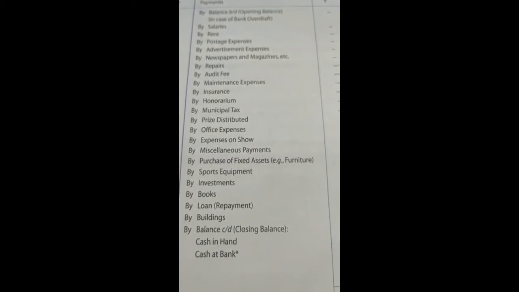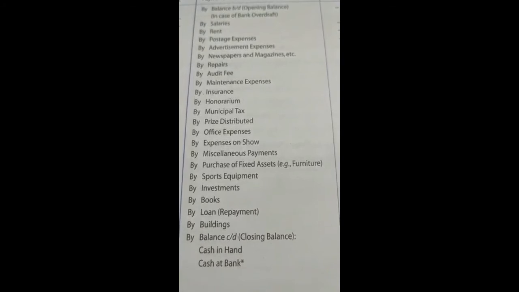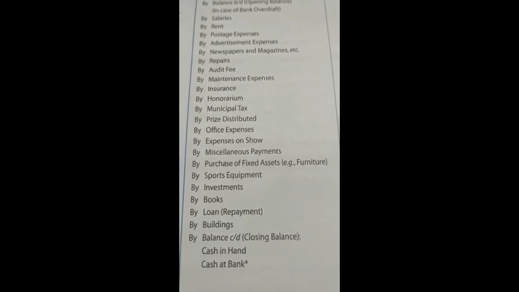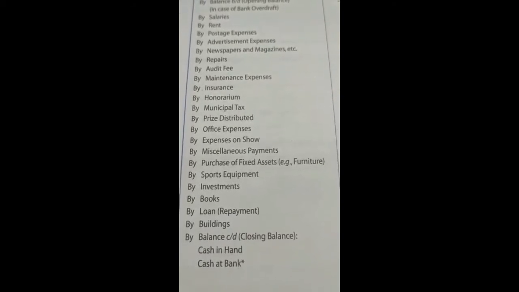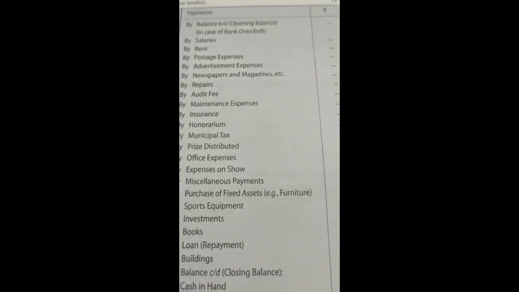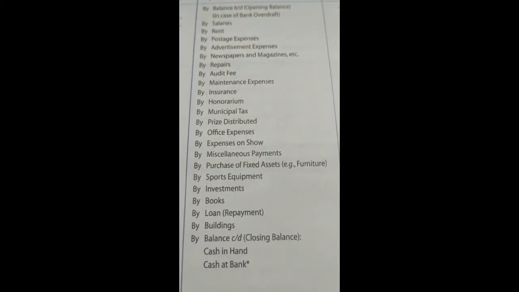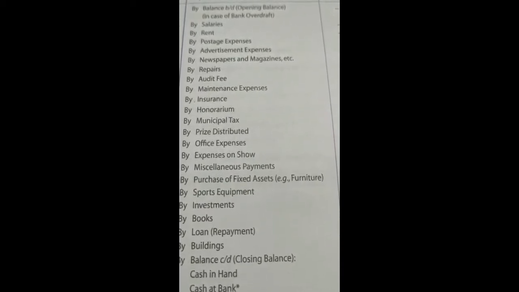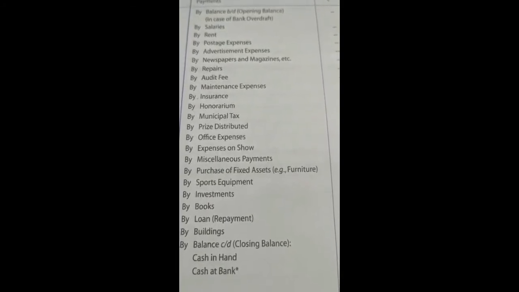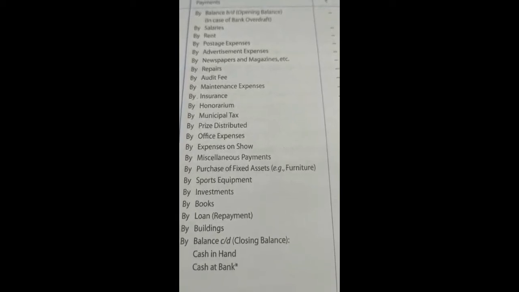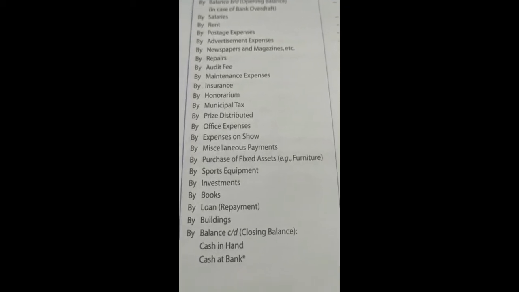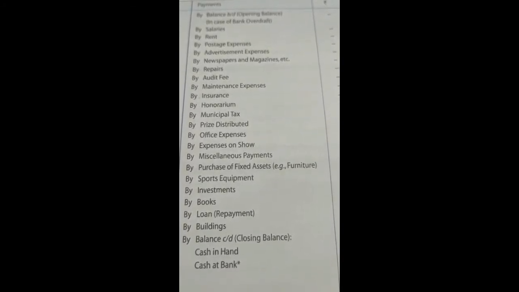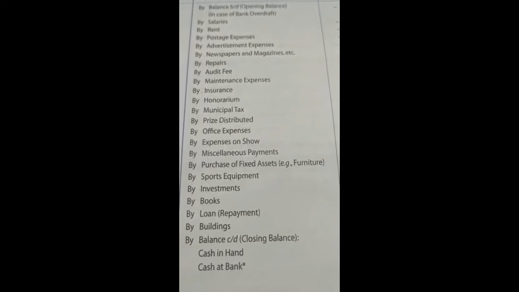So what will be the journal entry? Sports equipment account debit to cash and bank, investment account debit to cash and bank, books account debit to cash and bank account. That's why the assets are debited and the cash and bank account is credited here, because we are purchasing the assets. By sports equipment written on the credit side means we have purchased the sports equipment. By investment written on the credit side means we have made investment. By books written on the credit side means we have purchased the books. So these are the payments we have made for purchasing these assets.